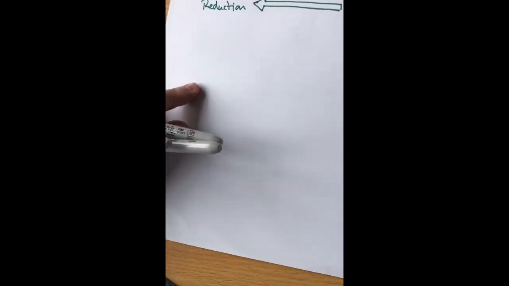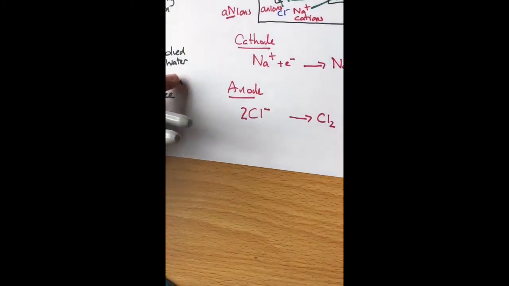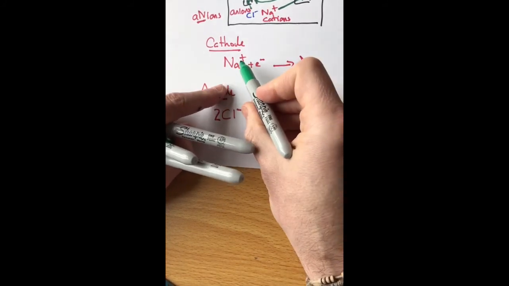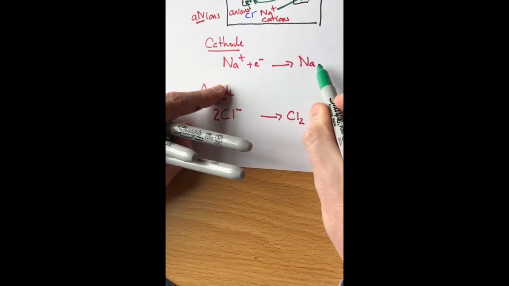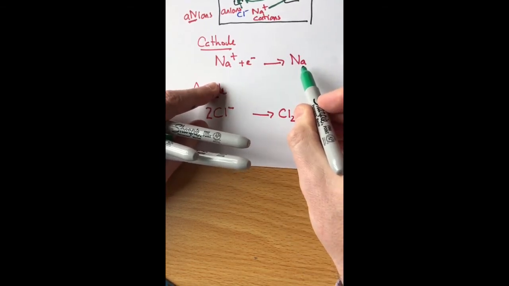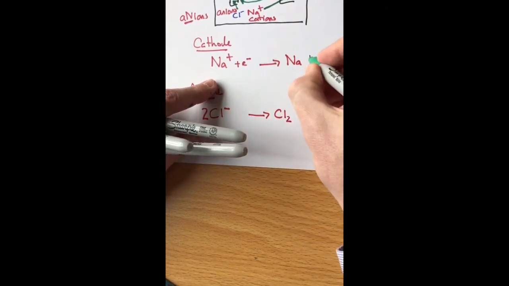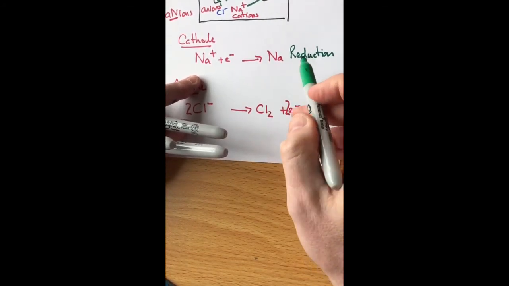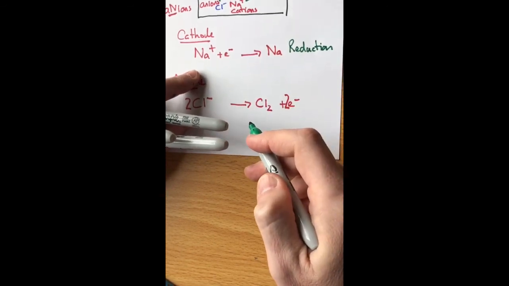So if I apply this to my little equations from earlier, then what I've got here is a positive ion gaining an electron, therefore forming sodium. Because this is gaining the electron, this is reduction. This is an example of a reduction reaction. The sodium ion is being reduced to form the sodium atom.